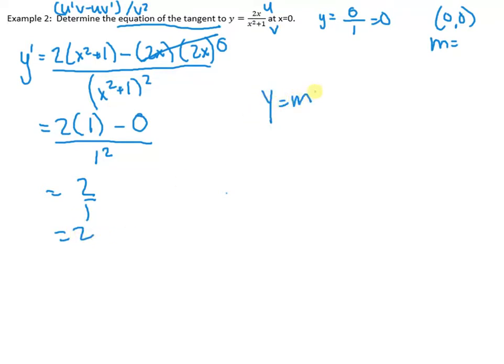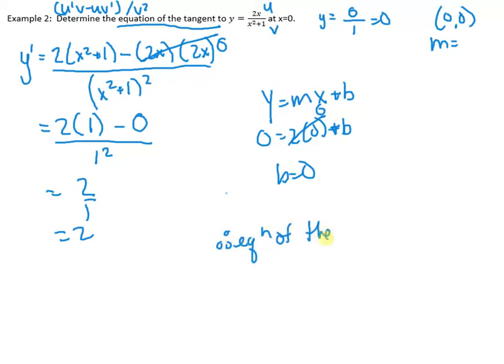So therefore, when we're trying to find the equation of the tangent, we get b equals 0, because that just goes down to 0. Therefore, the equation of the tangent is y equals 2x. And that's it.